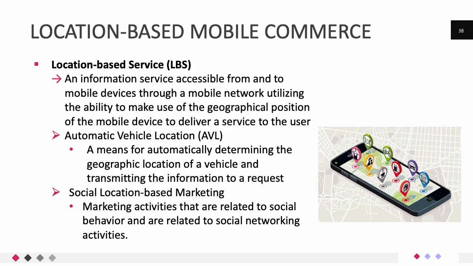Another cool type is social location-based marketing. This is when apps like Instagram or Facebook use your location for ads. For example, you check in at the night market and then you see an ad or a coupon for a bubble tea shop right next to you. So it combines your location with social networking to offer you relevant deals.